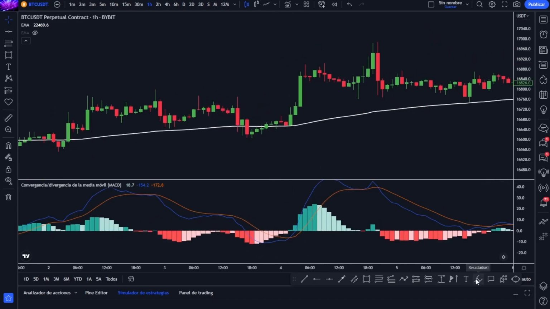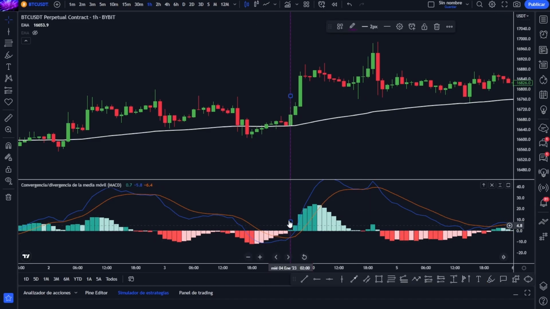That would occur exactly at this point, at that crossover of the blue MACD line above the orange line. Also, we can see that exactly when that crossover occurs, the histogram, this part here, changes from red, from negative, to positive. We could mark exactly that candle where that cut occurs, and that is where we should place our entry operation.